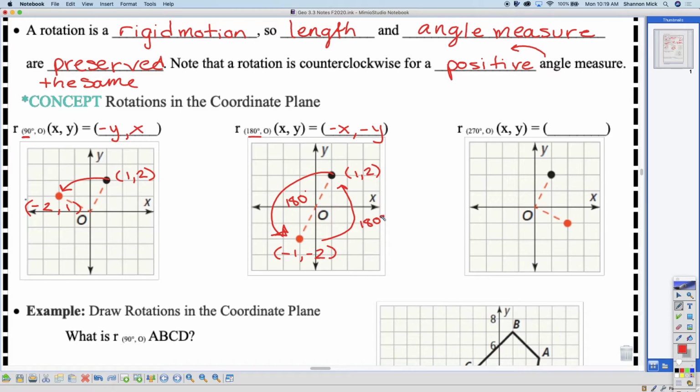So the next one is 270 degrees around the origin. So make your counterclockwise arrow, and that shows direction. That would show the reader that that's a positive angle. And I started again at 1, 2. And where did I end? Negative 2, negative 1. Nope. Negative 2, 2, negative 1. So it's 1, 2, down 1, so it'd be y, and then negative x. I thought it would be negative x.